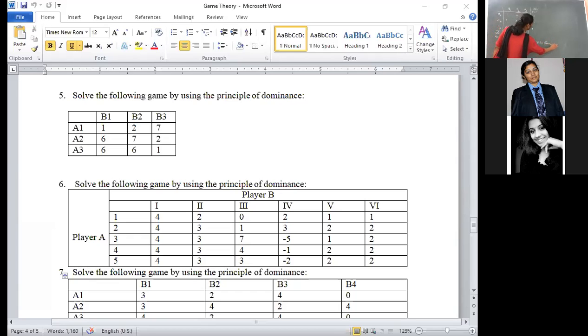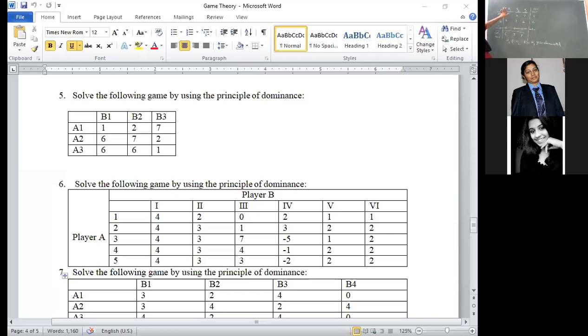You have to write down these sentences because the external examiner should know which row gets eliminated and which column. Right now, delete row A3. A3 gets eliminated. Now if you compare A1 with A2, 1 is less than 6, 2 is less than 7, but 7 is not less than 2. That means here you cannot compare A1 with A2.